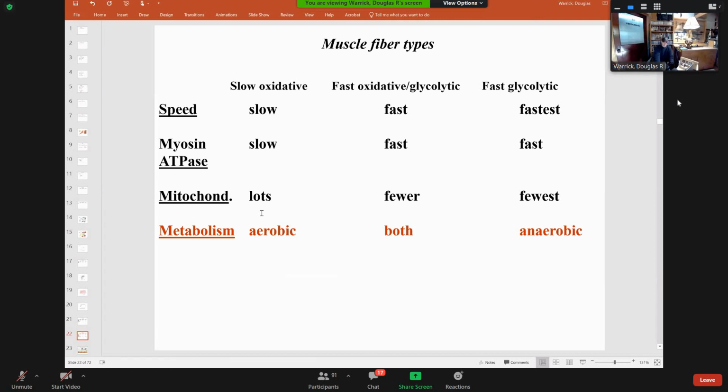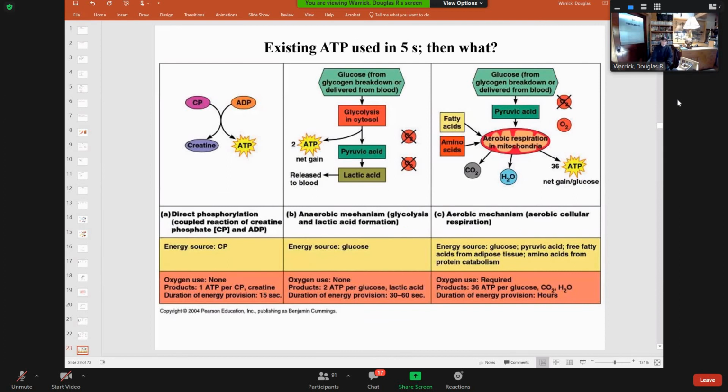So anaerobic metabolism versus aerobic. Most fibers can swing both ways. And again, the number of cells that just do this versus just do this are very few compared to the number that are mostly somewhere here on the continuum.